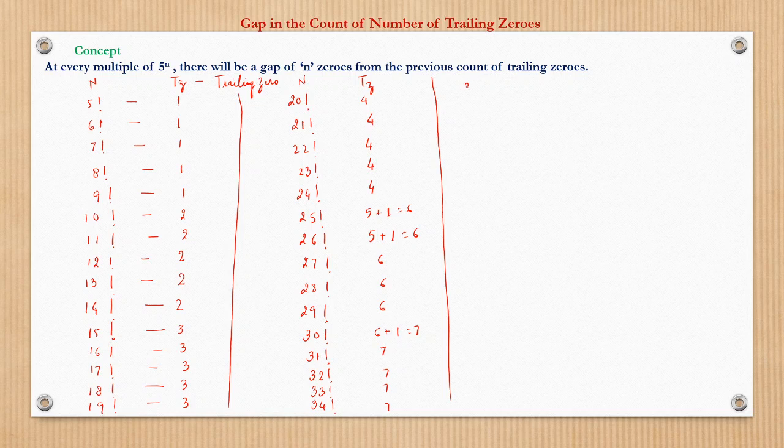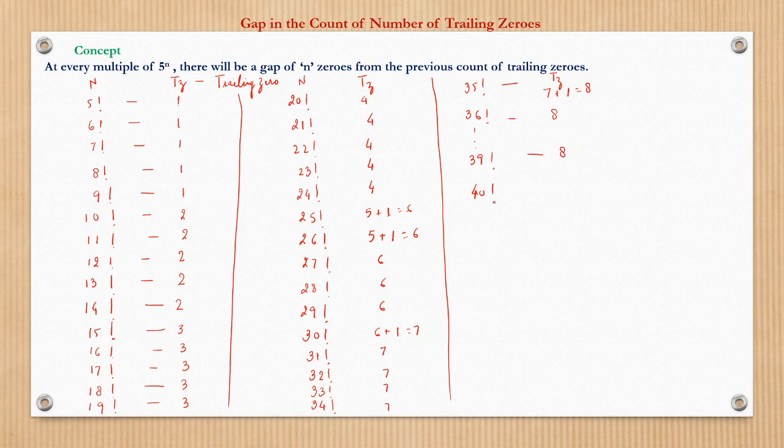Now we'll see for 35 factorial onwards. 35 factorial, the number of trailing zeros would be 35 by 5 is 7, 7 by 5 is 1, so it is 8. 36 factorial also 8. I mean, so I can write up till 39 factorial, it will be 8, right?